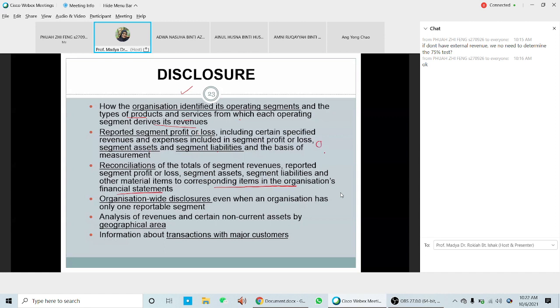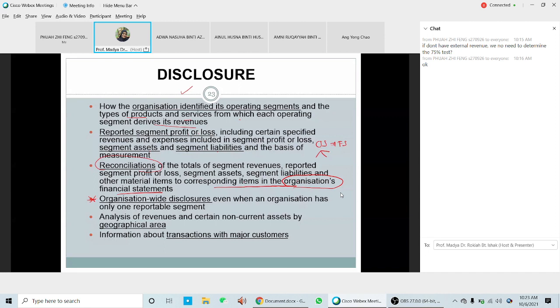So the operating segment is a small part of the organization. They still need to produce a financial statement, but the financial statement is not as detailed as the organization's statements. They only provide less information as compared with the organization's financial statements. But at the end of the year, they need to reconcile so that the information is in line with the organization's financial statements. Okay, this one is important.